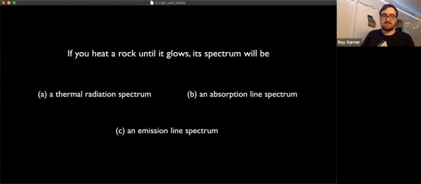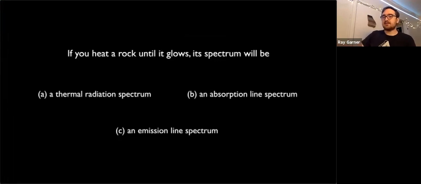So here's a question. If you heat a rock until it glows, its spectrum will be A, a thermal radiation spectrum, also known as a continuous spectrum, B, an absorption line spectrum, or C, an emission line spectrum. So take some time to think about your answer and come back when you've got an answer.